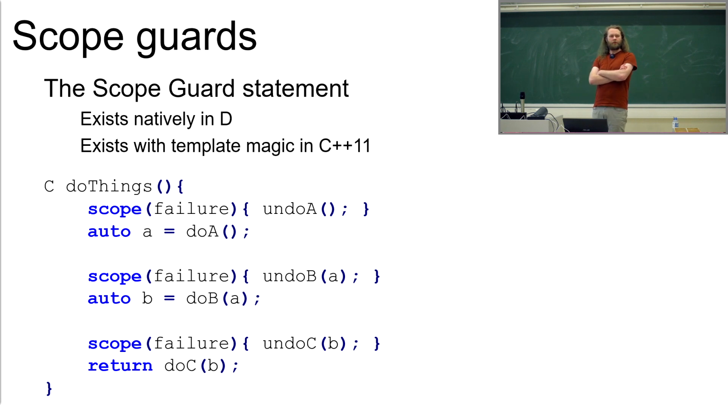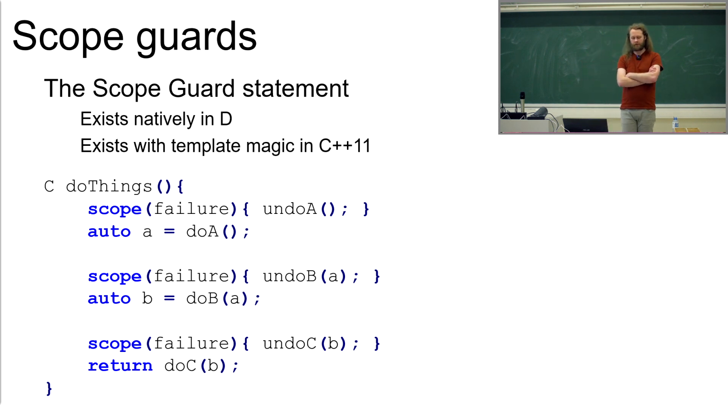If you've written Go, you've maybe encountered the defer statement. Defer statement is the same as scope exit. So it doesn't look if there's an error in flight or not. It just does it if there is an error or no error. But we want scope failure specifically. So you can do this in D.